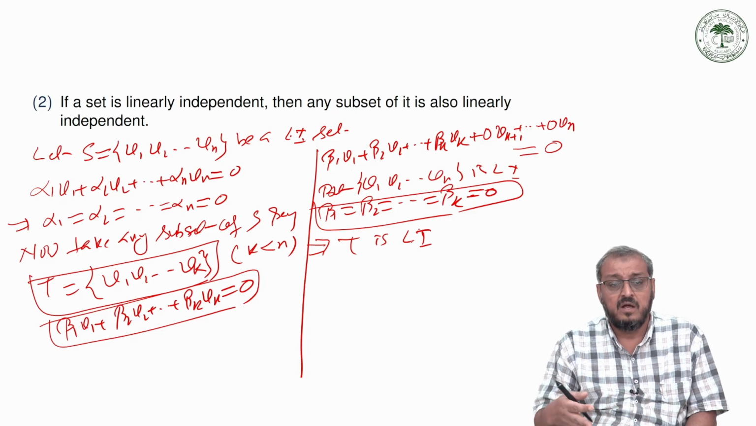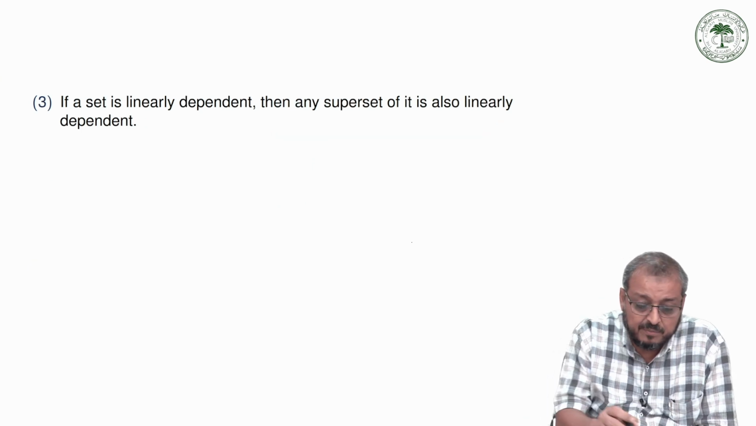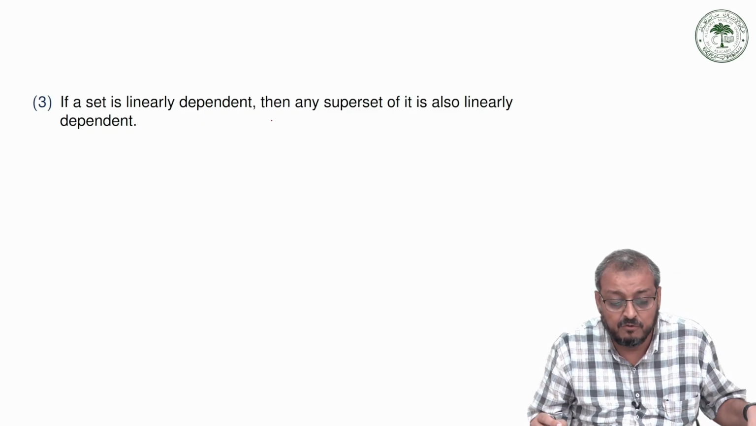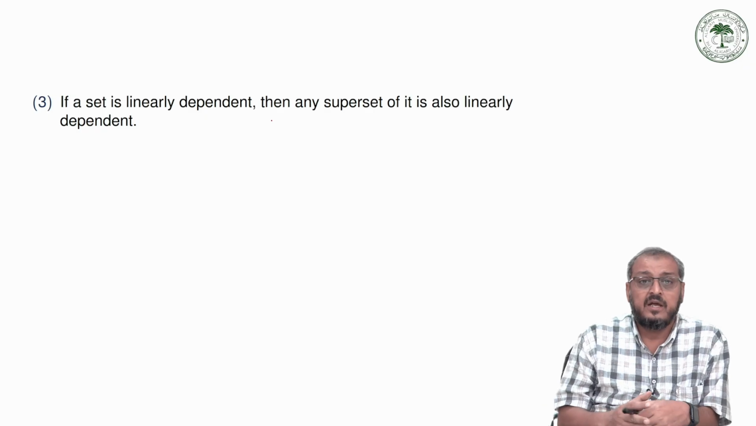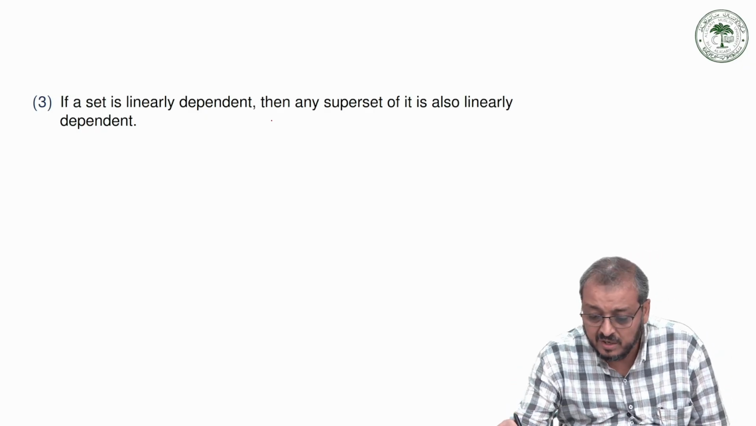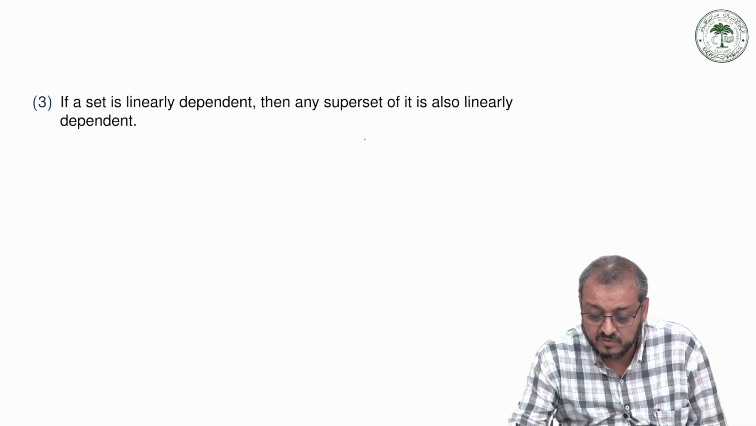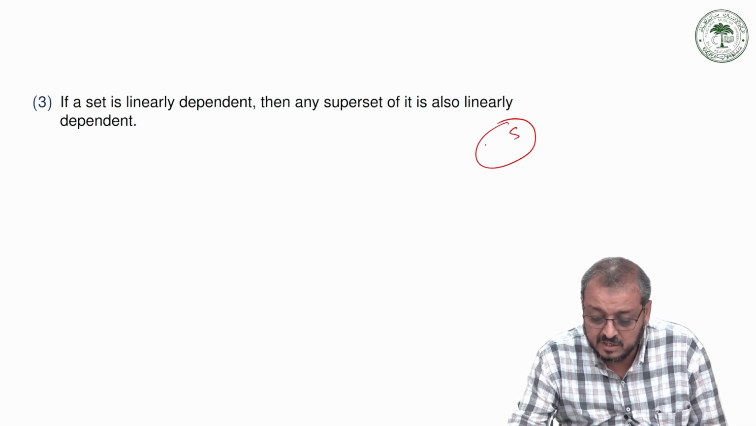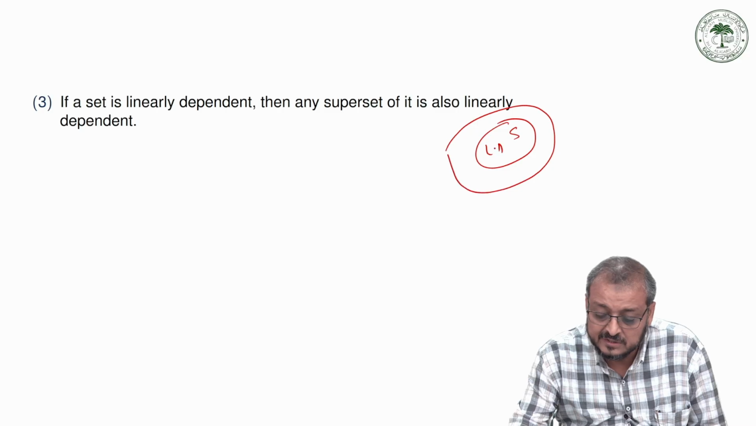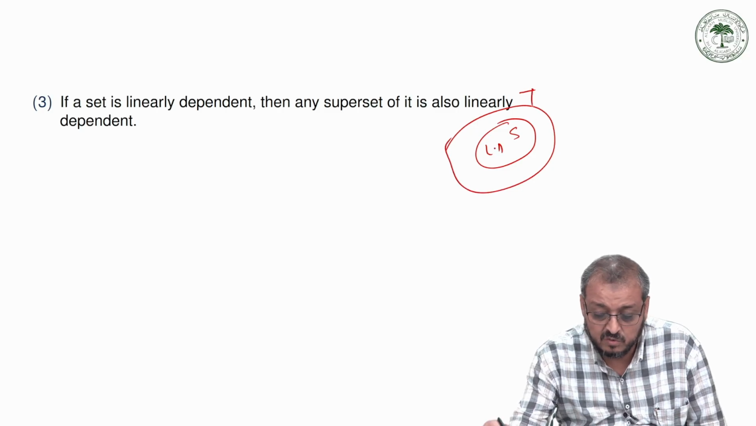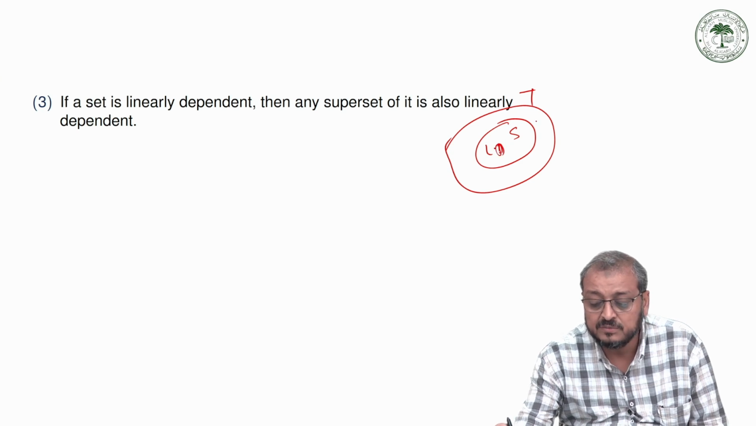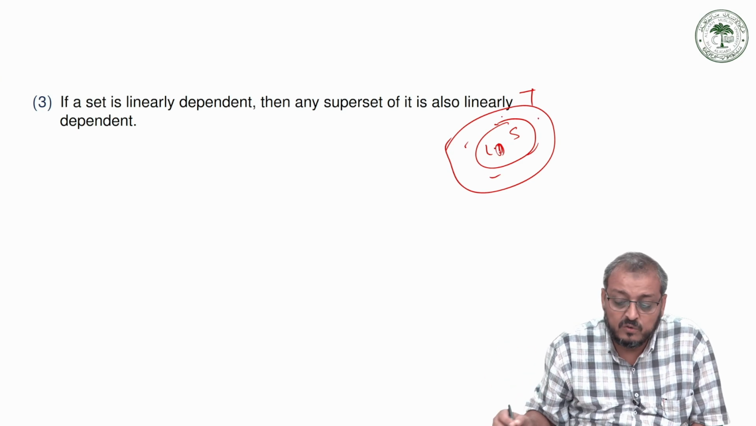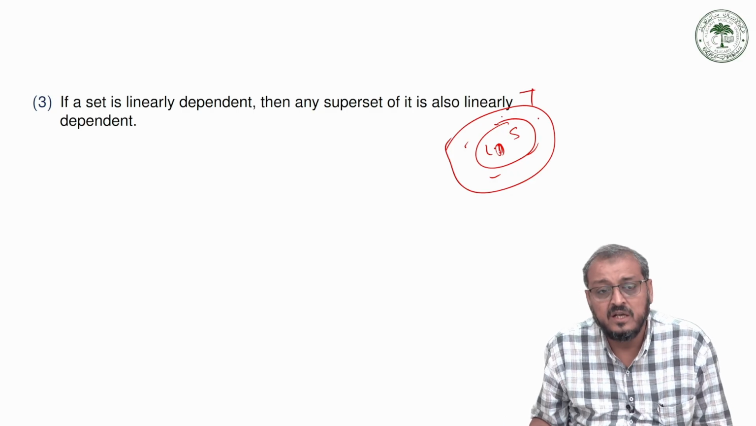Now, if a set is linearly dependent, then any superset of a linearly dependent set is also linearly dependent. So, we have to take a superset of a linearly dependent set. Assume S is a linearly dependent set, and T is a superset of it, and we have to show that T is also linearly dependent.